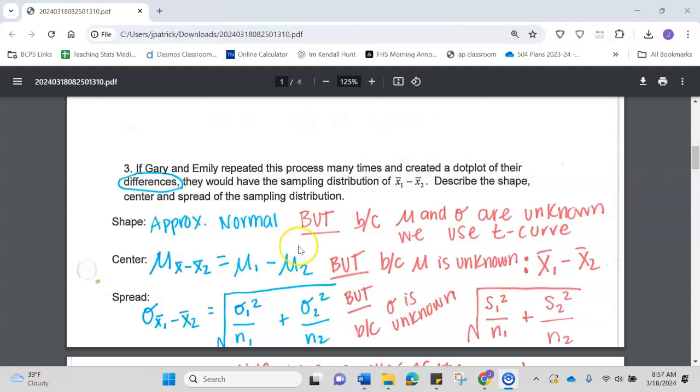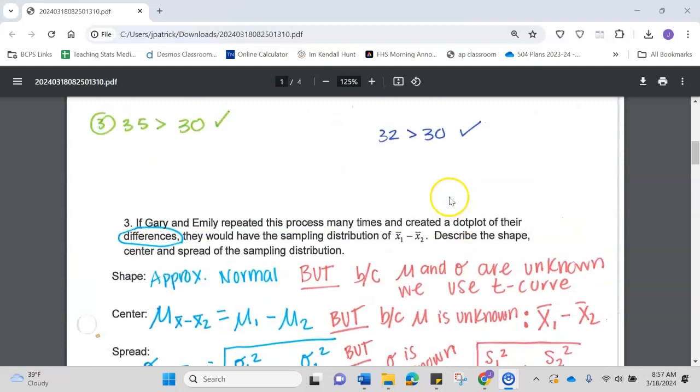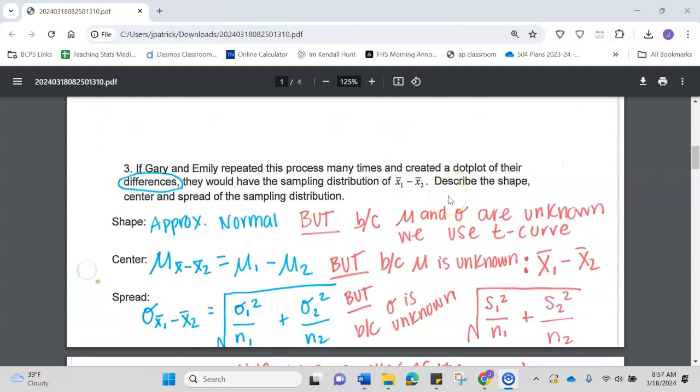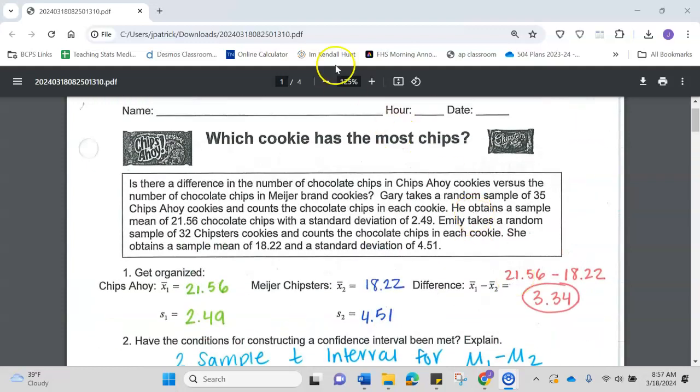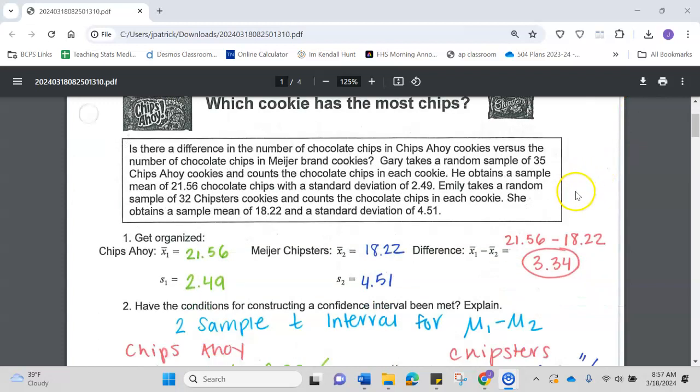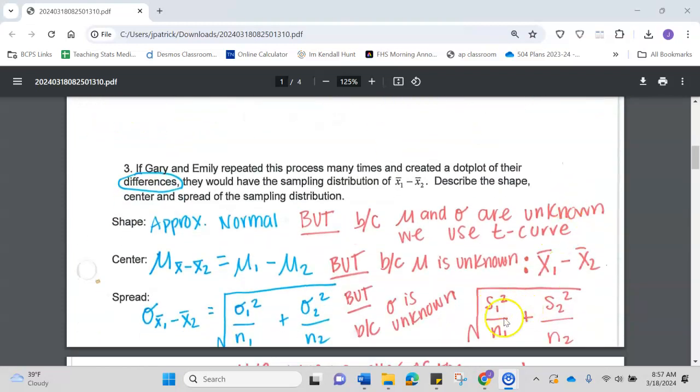We checked our conditions. This part, this number 3, is just a little bit of an extra look for you guys at what the sampling distribution looks like when we talk about the differences. But once we've checked those conditions, we're ready to start calculating. So we know what our point estimate is. Let me go back up. This is going to end up being our point estimate, 3.334. We kind of have our standard error down here. We're just going to have to plug in the numbers.